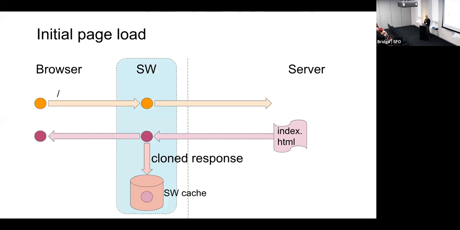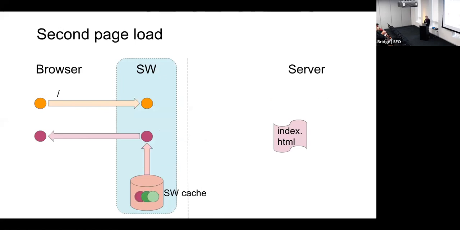So you can cache the HTML with service worker. With an initial payload, obviously you don't have it, so you do the normal thing. You fetch it from the server. You cache the cloned response in the service worker cache. Next time we just pick it up from the service worker cache.